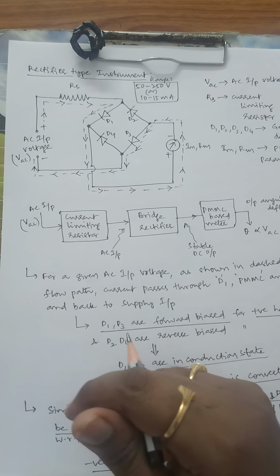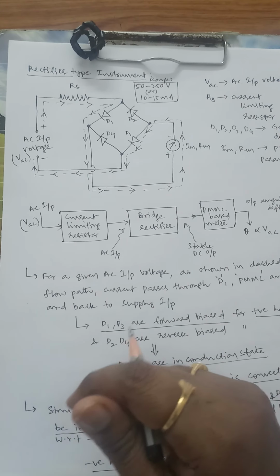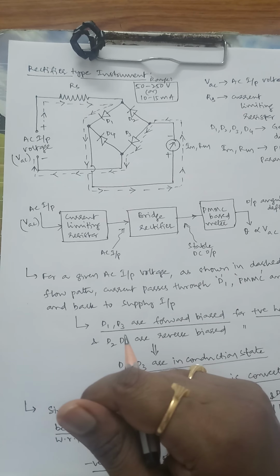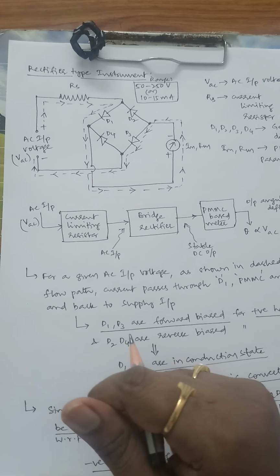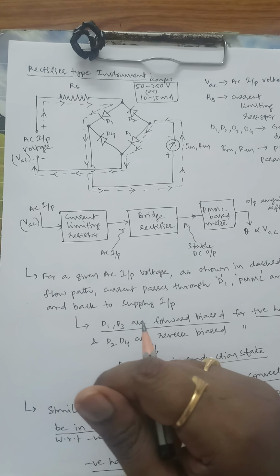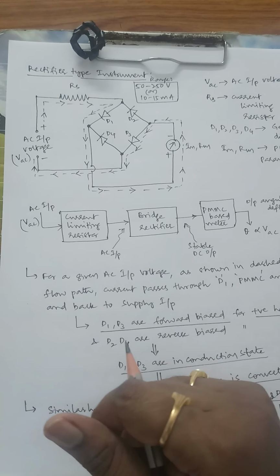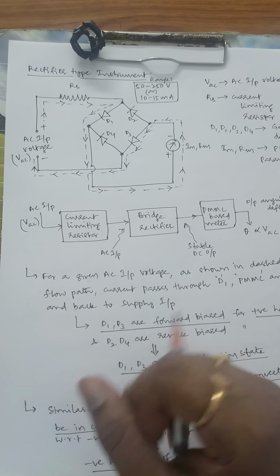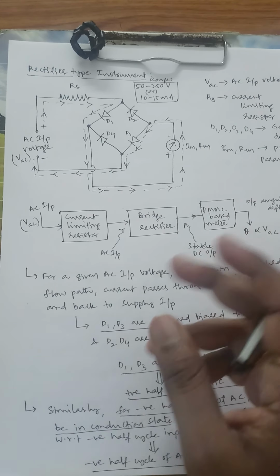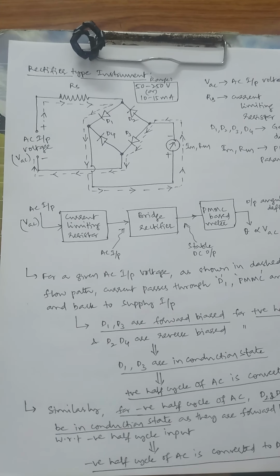The given input is AC voltage, and the range of measurement for the AC rectifier type instrument is 50 to 250 volts or 10 to 15 milliamperes, and it can be operated only under low frequency operation. We cannot use this rectifier type instrument for high frequency, that is, under the radio frequency range.